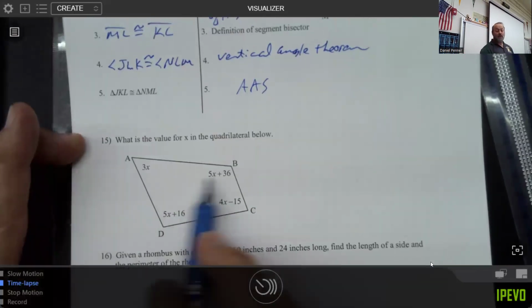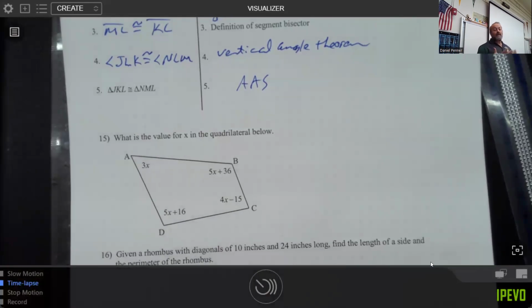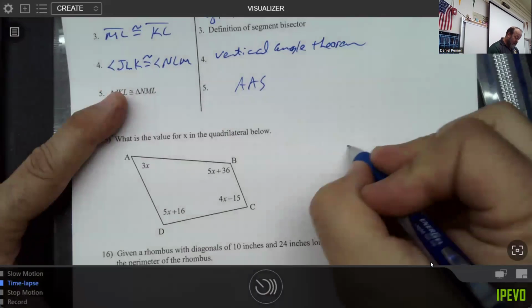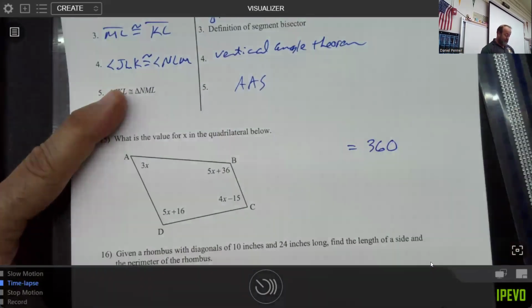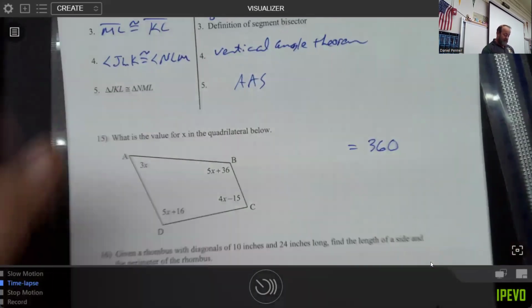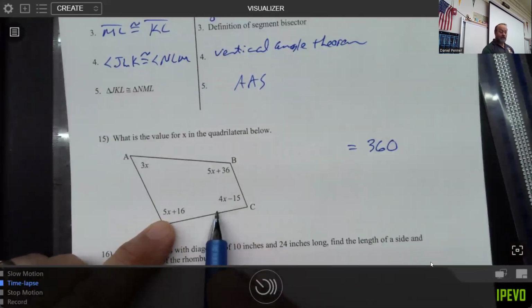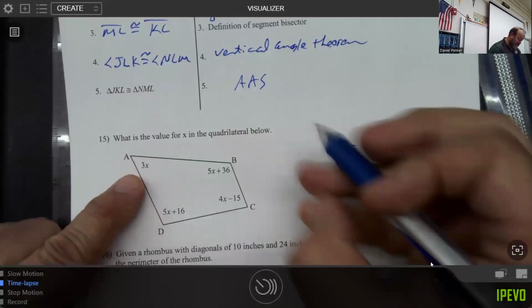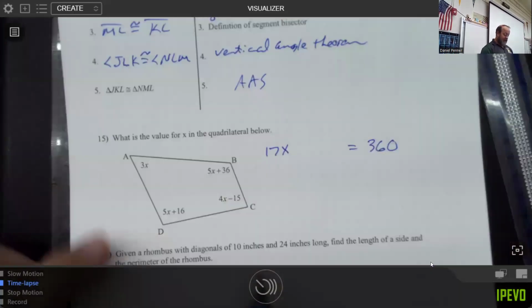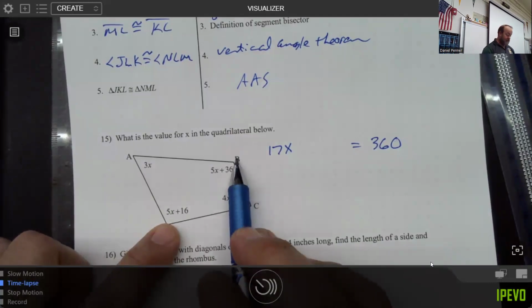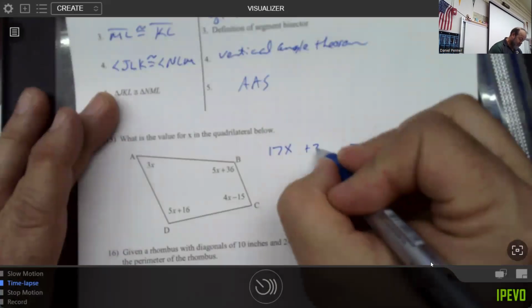So keep in mind, this is a quadrilateral. And most recently, we had that quadrilateral in a circle, but that's not what we have. It is just a quadrilateral. So we should know that all of these things should add up to exactly 360 degrees. So I got 5 x's, I got 5 more x's, so I got up to 10. 4 more makes 14, plus 3 more makes 17 x's. I got 16, but I lost 15, so I'm down to 1. Plus 36 makes 37. So there we go.